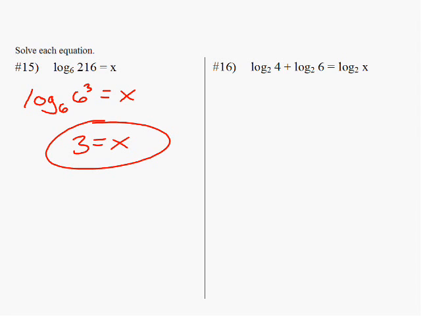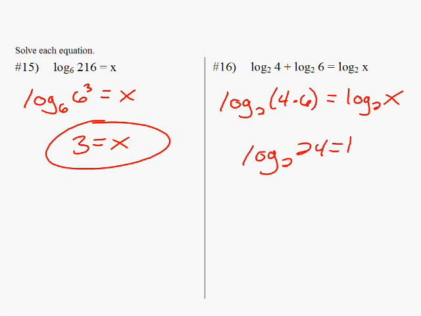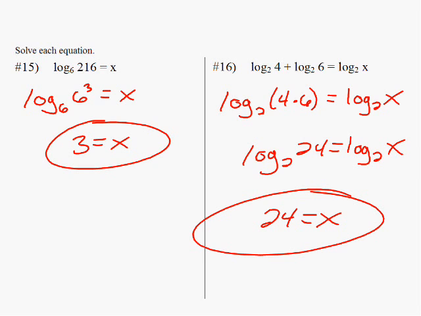To get rid of the sum on the left, we can use the product rule, which says if you are adding two logarithms with the same base, you can multiply their arguments and just write the logarithm once. 4 times 6, of course, is 24. Once the left and the right only have one logarithm and they have the same base, simply set your arguments equal to each other. X is by itself, so x is 24.